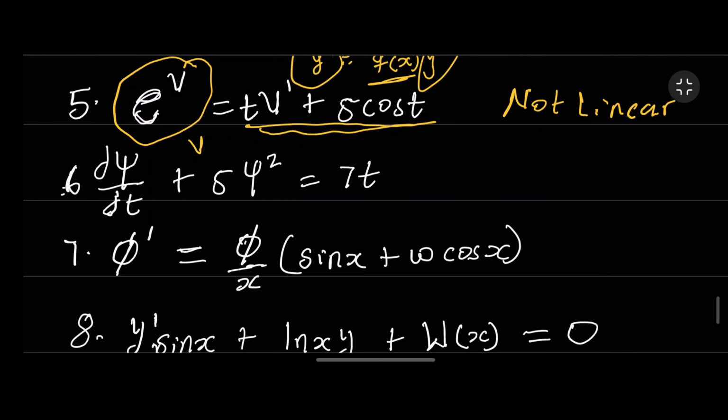Not linear. Here, is there a red flag? Our dependent variable is psi. So is psi having an exponent other than 1? Yes. So we conclude straight away. This is not linear.